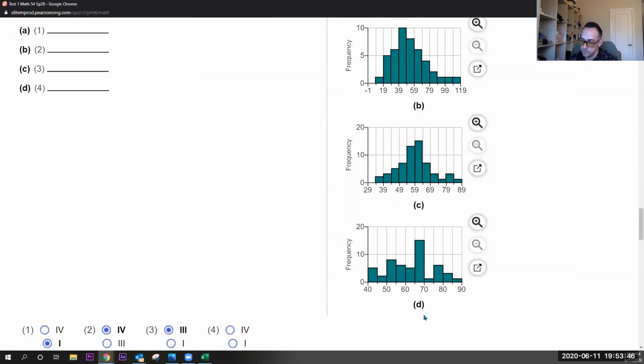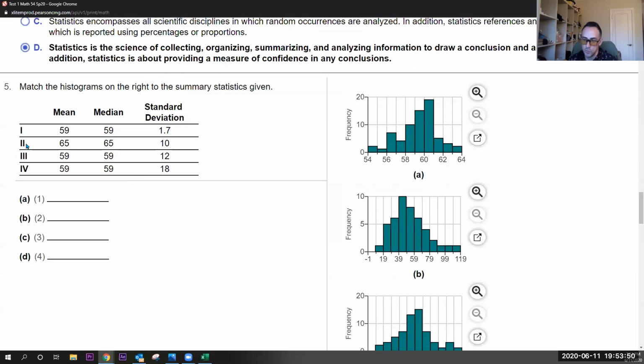So that kind of helps us. So what does that tell us? Then 2, we would say D. So this one is D. Number 2 is D. And now the next thing you would look at would be 1.7 and 18. Those are the smallest standard deviation and biggest standard deviation.